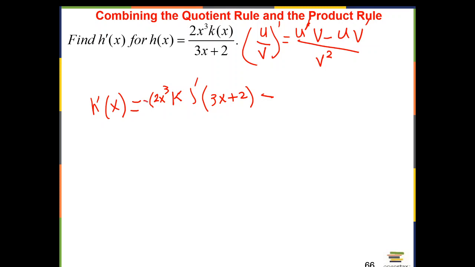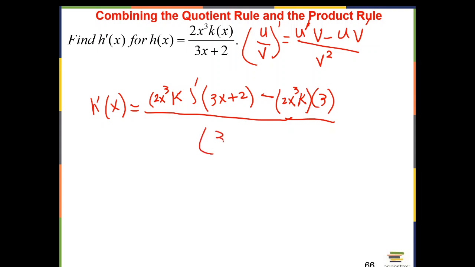minus, and that's the numerator, right? So that's my numerator: u v prime. U is this whole thing again, 2x to the third k, times v prime. What's the derivative of v? It is 3. And divided by 3x plus 2 squared.